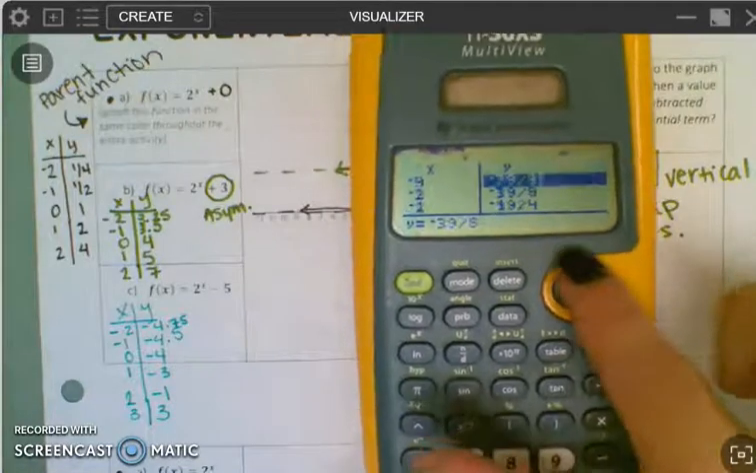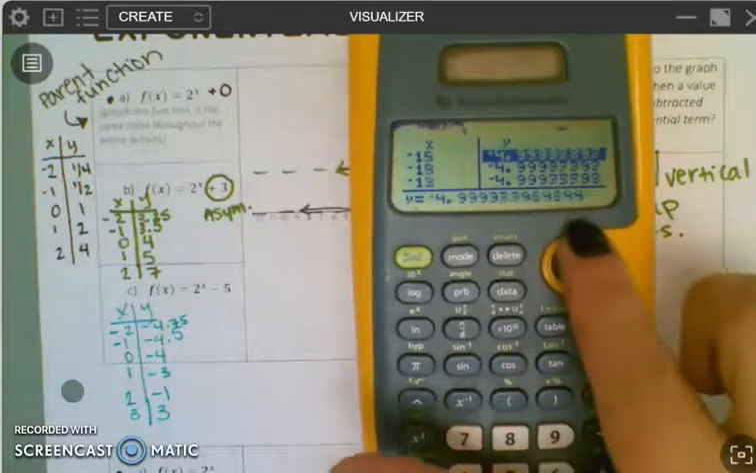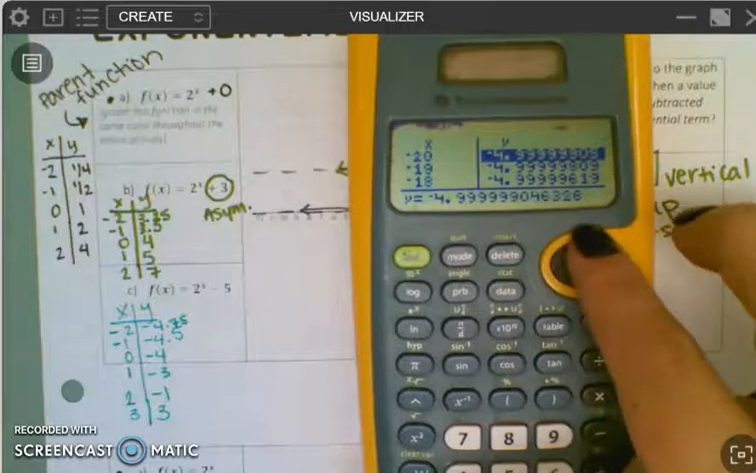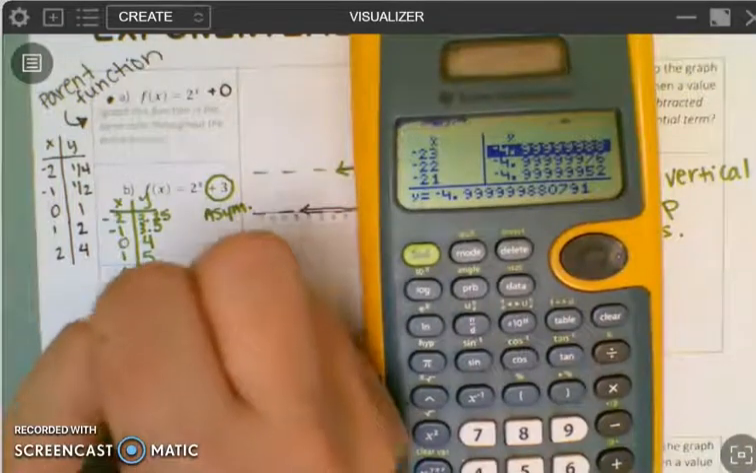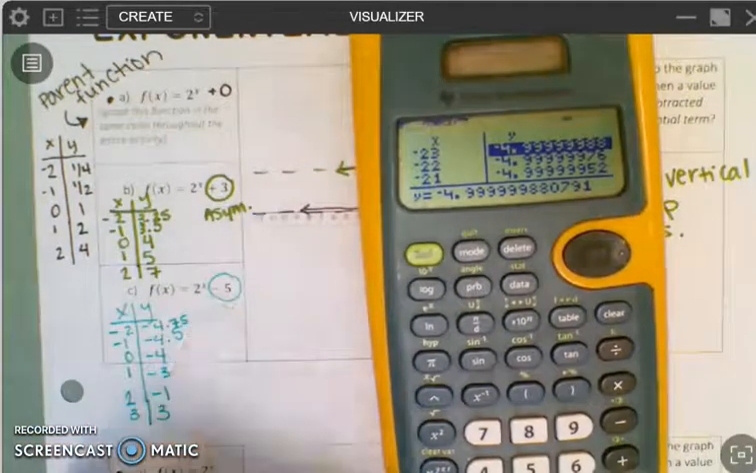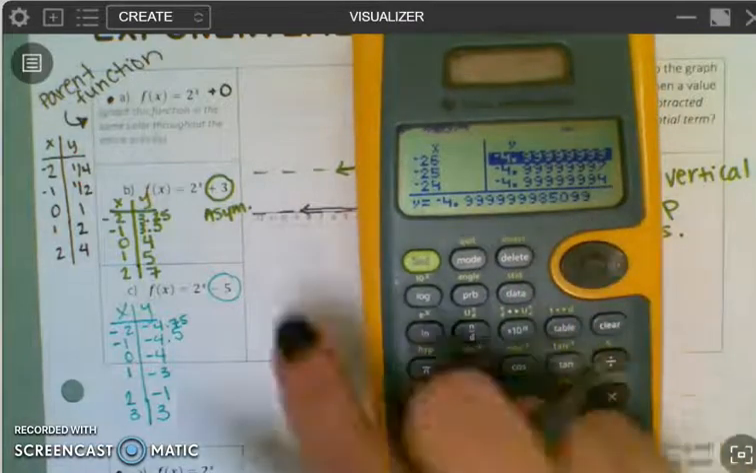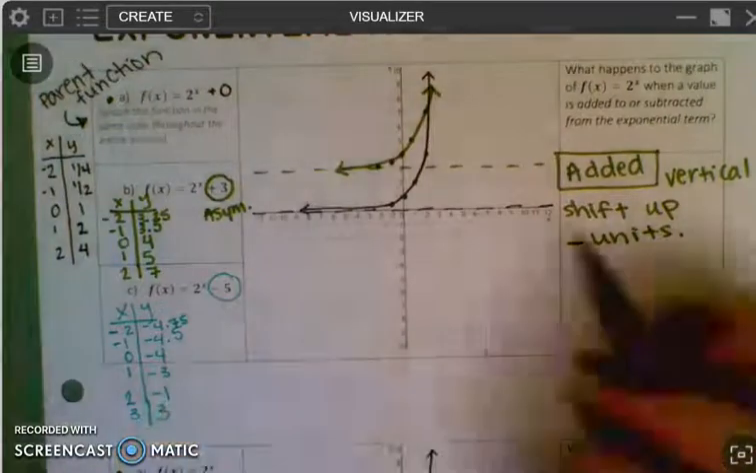And if I keep going, I just keep arrowing up: negative 4.999. I'm getting really close to negative 4.9999, which is really close to negative 5, and that's your asymptote. So you can always keep arrowing up if you're not sure what your asymptote is. So my asymptote is at negative 5.